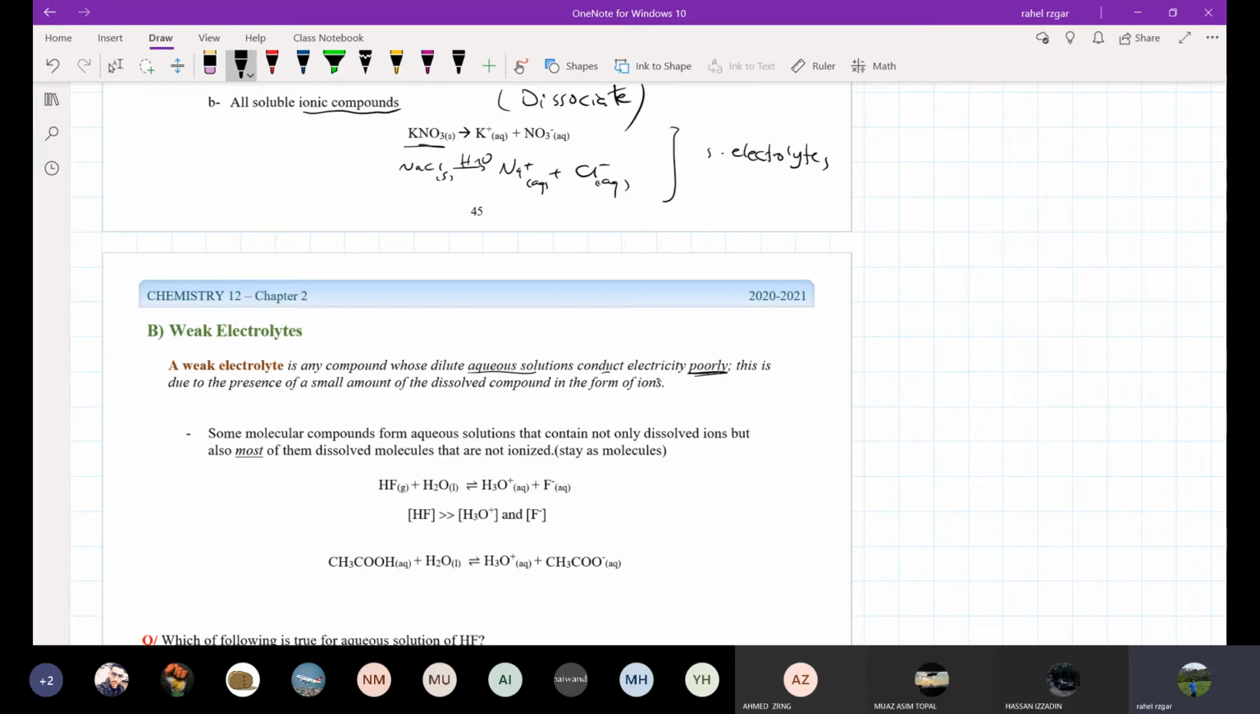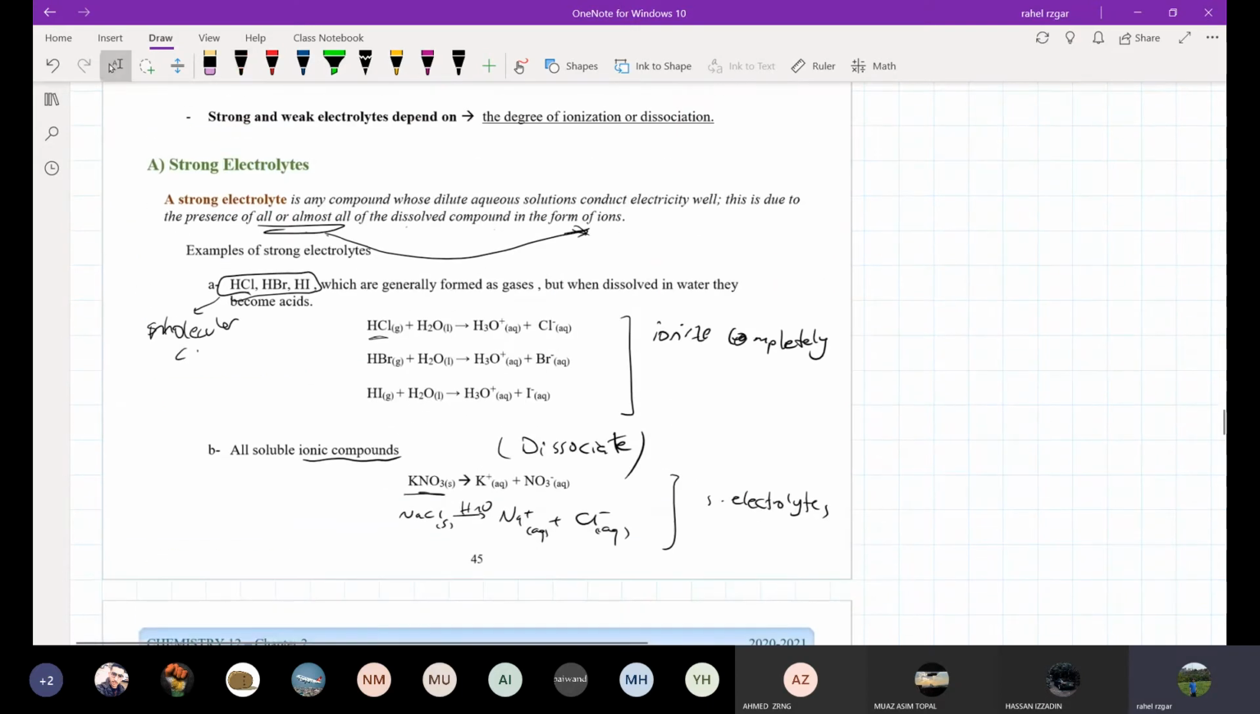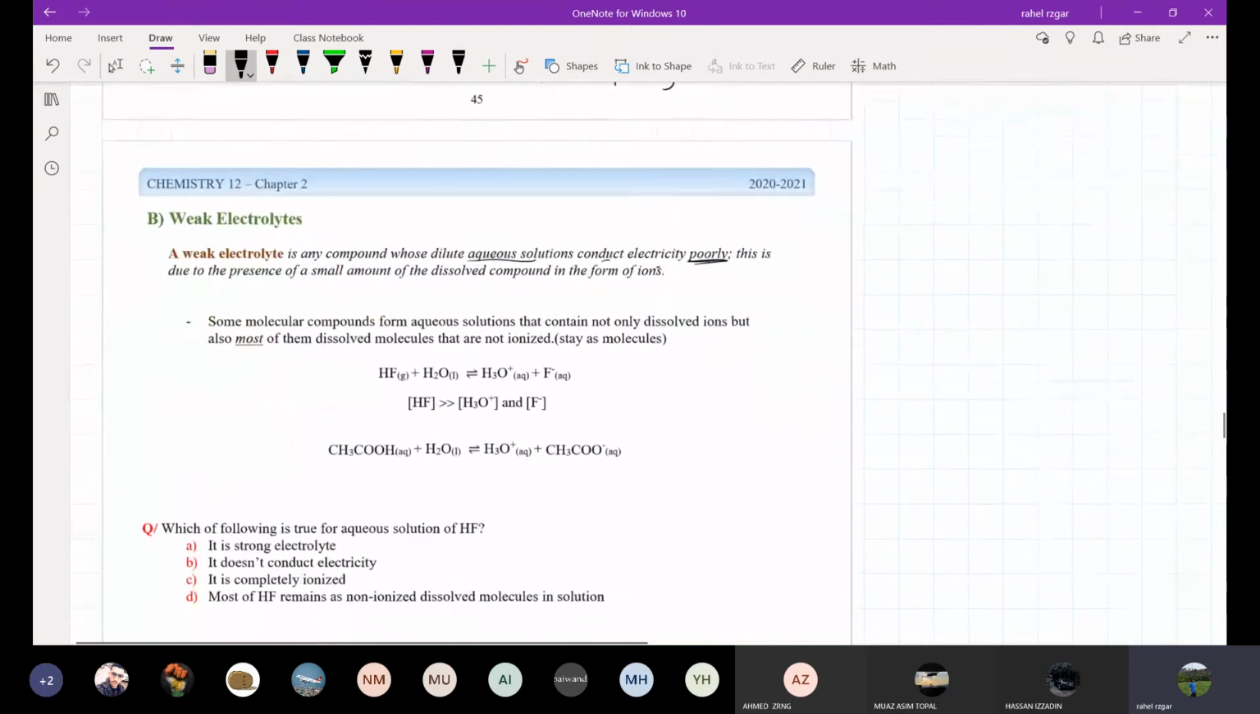Why do they conduct poorly? Because in a strong electrolyte all of it becomes ions. But in here, it is due to the presence of a small amount of the dissolved compound: only a small amount has become ions.